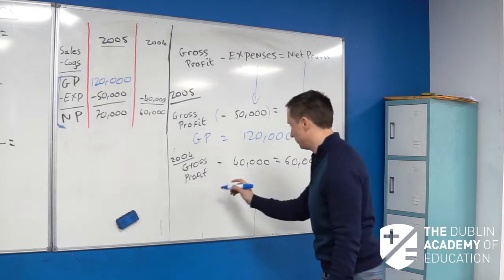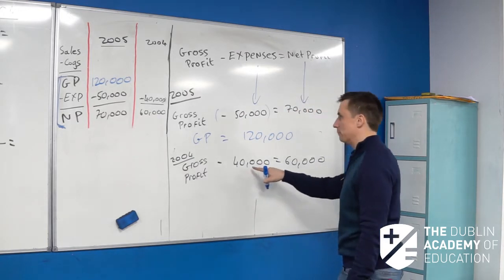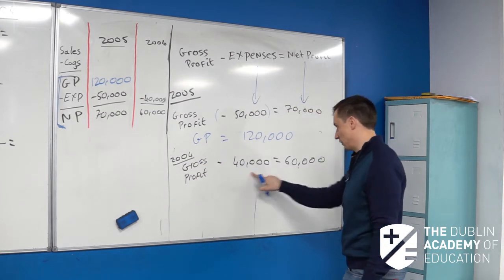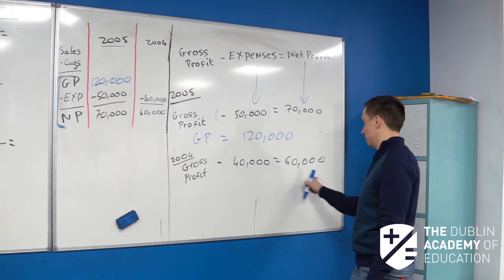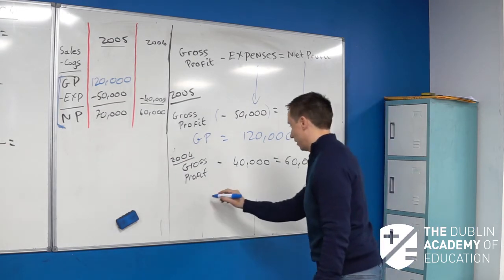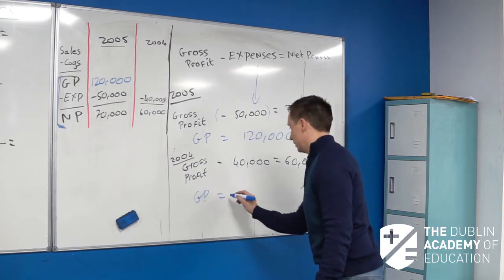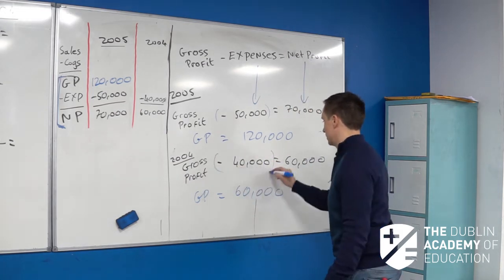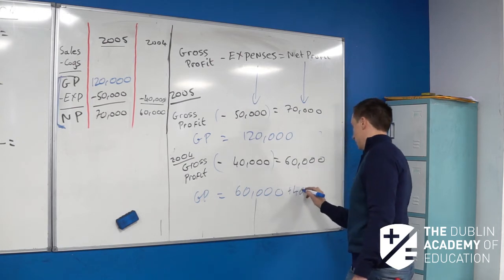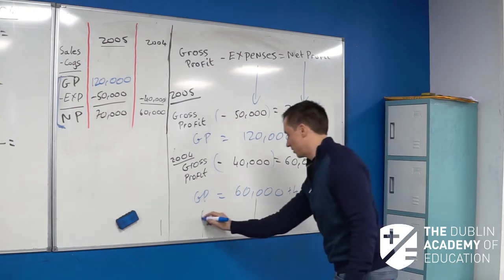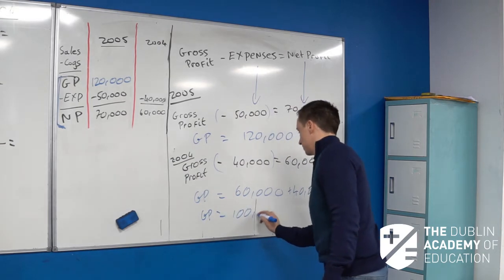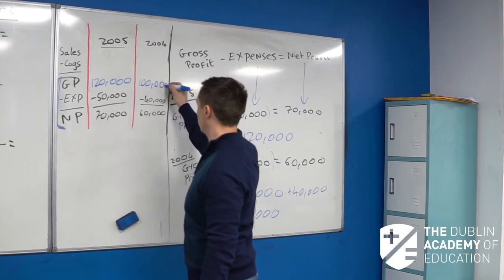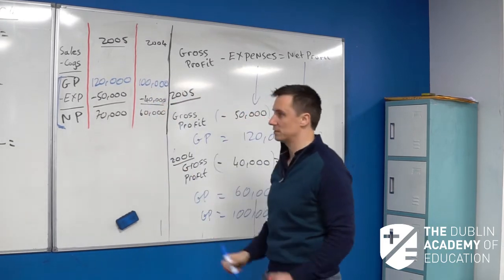So what do we do there? We've got the 2004 expenses of 40,000 and the net profit of 60,000. So again, we take that over to the other side. Gross profit equals 60,000, and remember, when I take this over to the other side, it becomes positive, 40,000. Then my gross profit for that year was 100,000. Let's double check the way I know it's right: 100,000 minus 40,000 gives you 60,000.